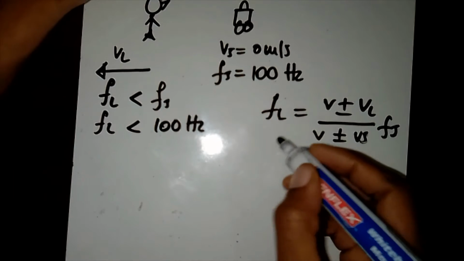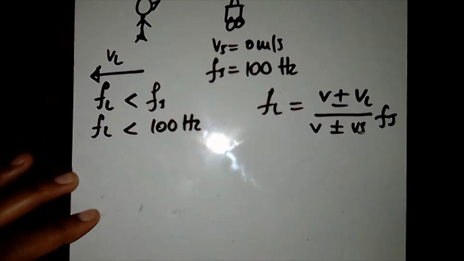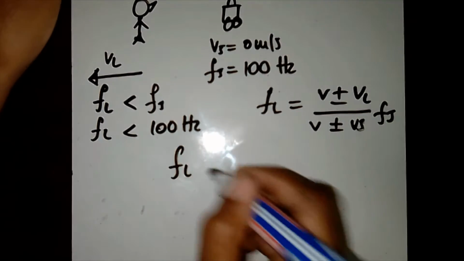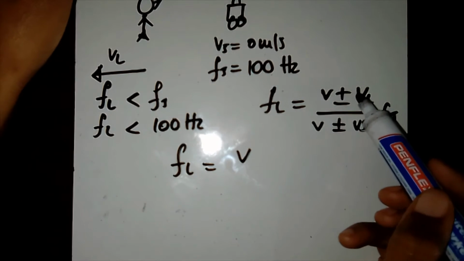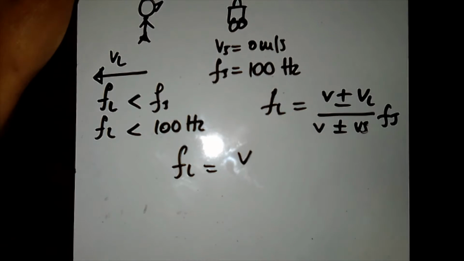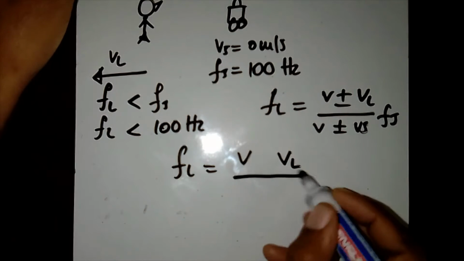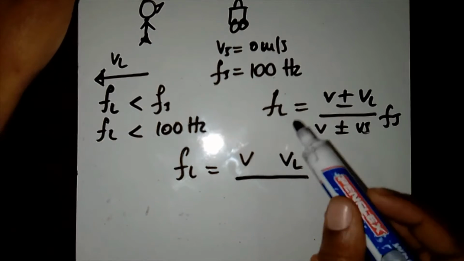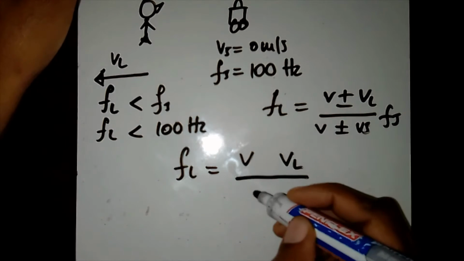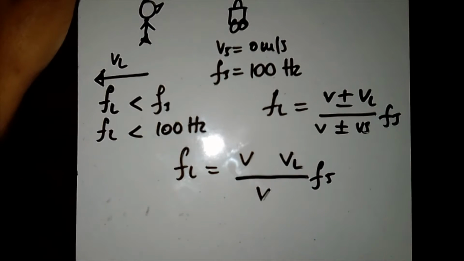Let us rewrite this equation. You will say FL is equal to V, the speed of sound, VL, the listener is moving, and then you divide. So omit that plus or minus for now, and VS is stationary, meaning at the bottom you'll only be left with V, all of it multiplied by FS.